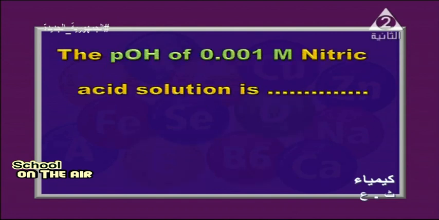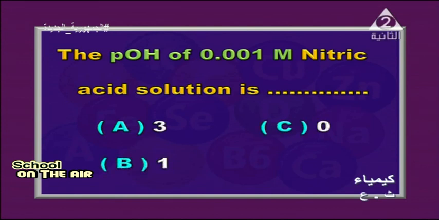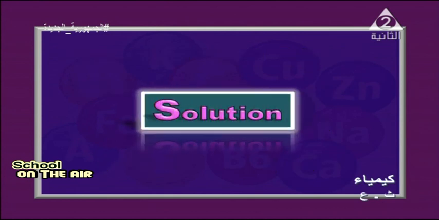Next one. Here, the pOH of 0.001 molar nitric acid solution is what? Is it 3, 1, 0, or 11? If you solve this problem, it will be 11. Why? The solution for this problem.